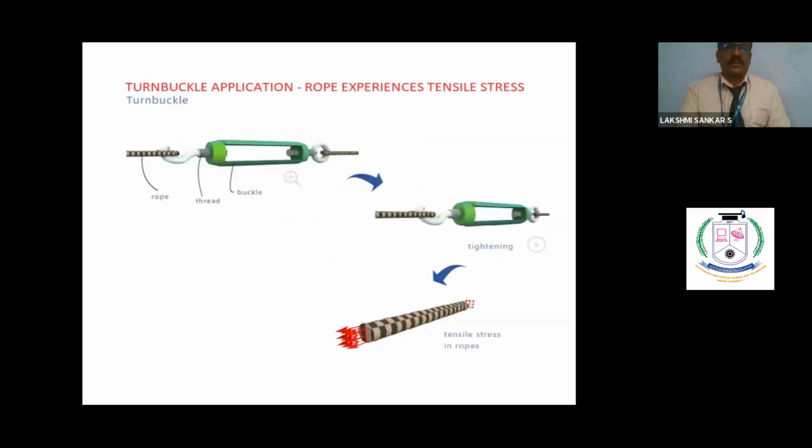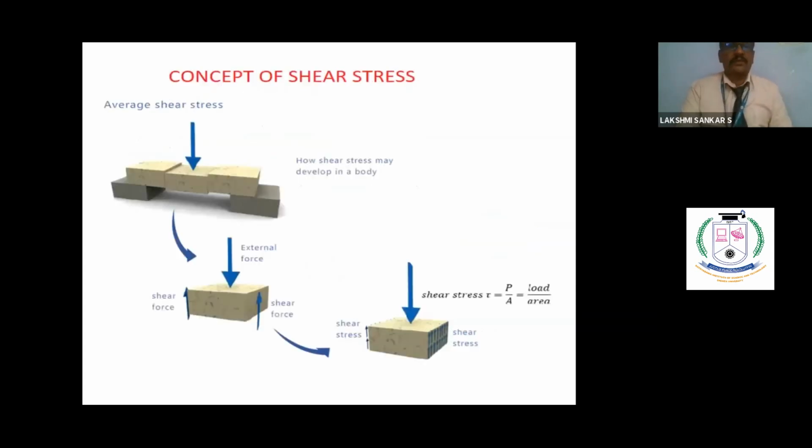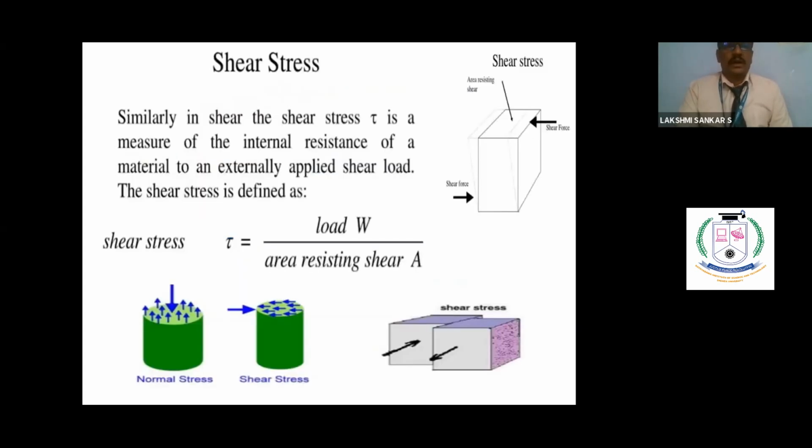Right? This is another example, a turnbuckle, where this particular rope is experiencing the tensile stress. Okay. The concept of shear stress, we move on now. So here the load is acting as shown, and the shear is happening in the direction shown, and the area is parallel to the force applied. And if you see shear stress, again the pictorial views explain the resisting area, which is parallel to the load applied.